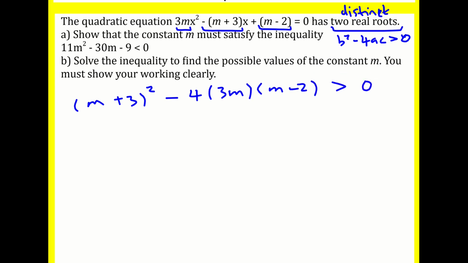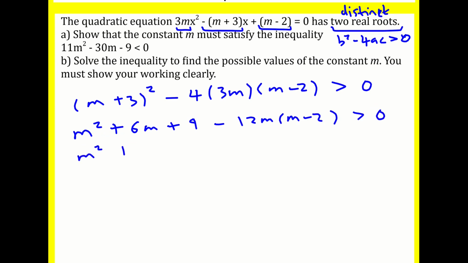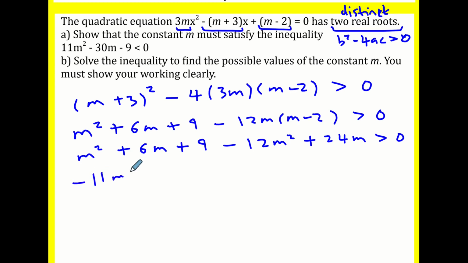We formed an equation. We now need to basically simplify it to this thing here. We're going to get m squared plus 6m, I'm doing cross multiplication of 3m twice, plus 9, and then minus 12m(m minus 2). I've just decided not to rush that bit. M squared plus 6m plus 9 minus 12m squared plus 24m greater than 0, minus 11m squared plus 30m plus 9. Try not to rush, you can use the answer as a guide.